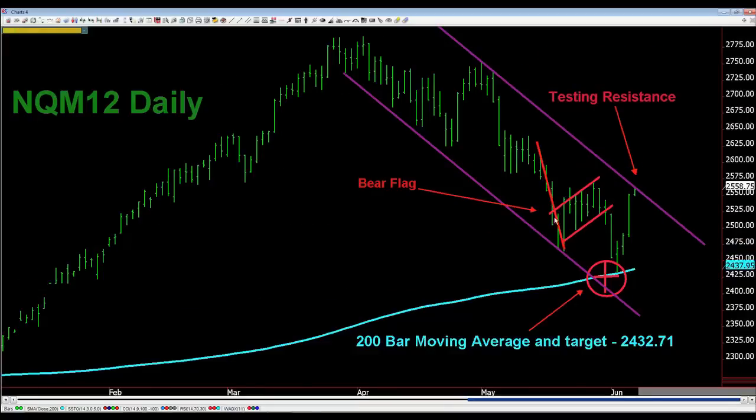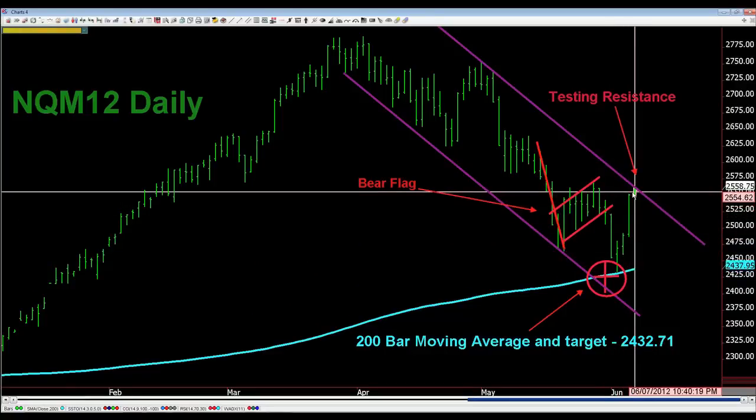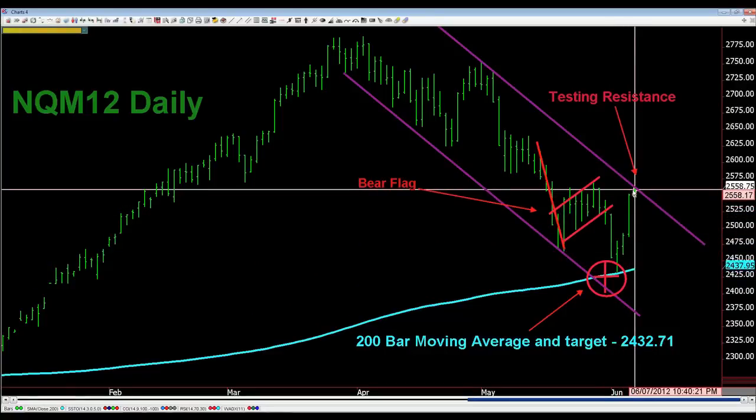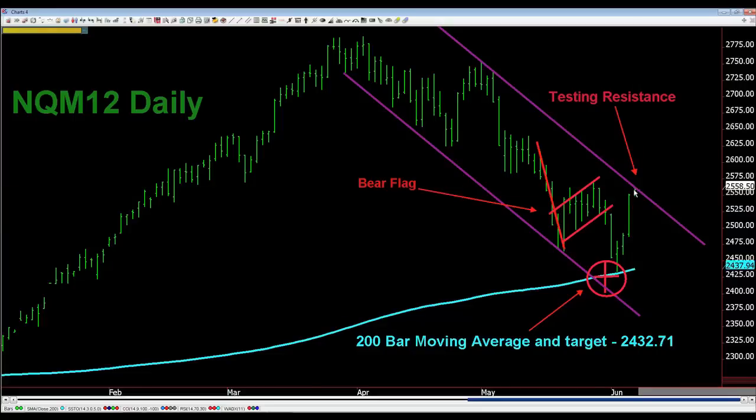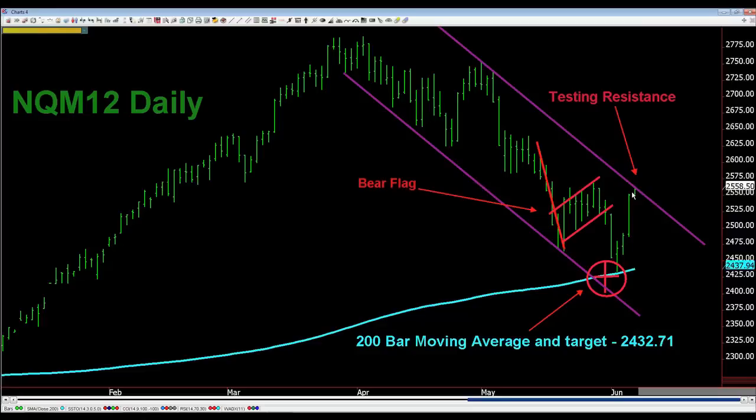Traders, your NASDAQ chart. Once again, you had the big bear flag, came down, hit the 200-bar moving average exactly, and then took off. Well, it's up to the major resistance as of this filming right now. As I'm speaking to you, we are hitting the major resistance. It looks like it'll take that resistance out for at least one more day and move higher if you base it upon the S&P chart I just showed you and the chart of the Dow Transportation Average you're about to see next. Let's look at the tranny.